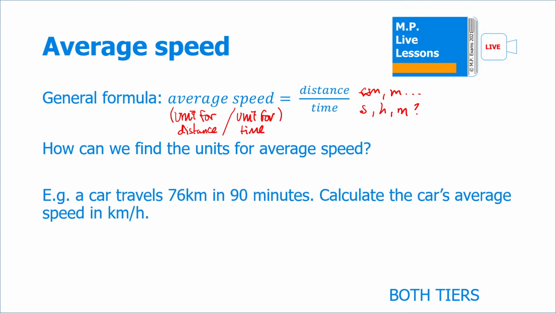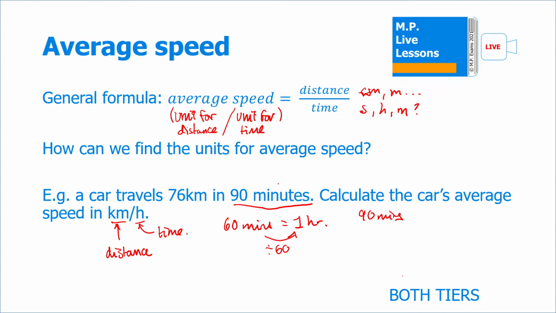For example, a car travels 76 kilometers in 90 minutes. Calculate the car's average speed in kilometers per hour. So we pay attention here: kilometers is our unit for distance, and hours is our unit for time. But you notice it's not the same. There are 60 minutes in an hour, so if we go from minutes to hours, we divide by 60. So 90 minutes is 1.5 hours.